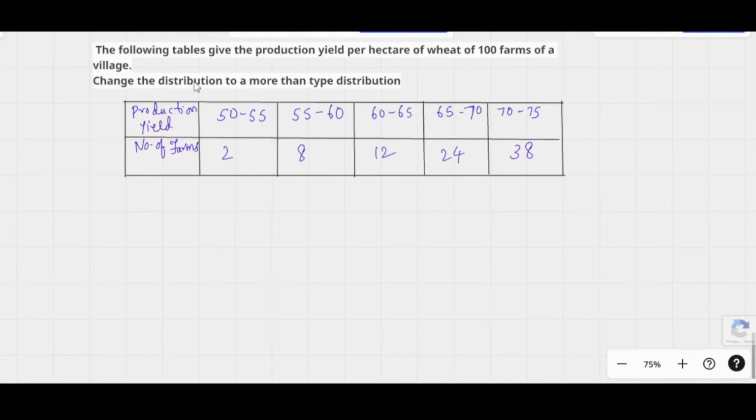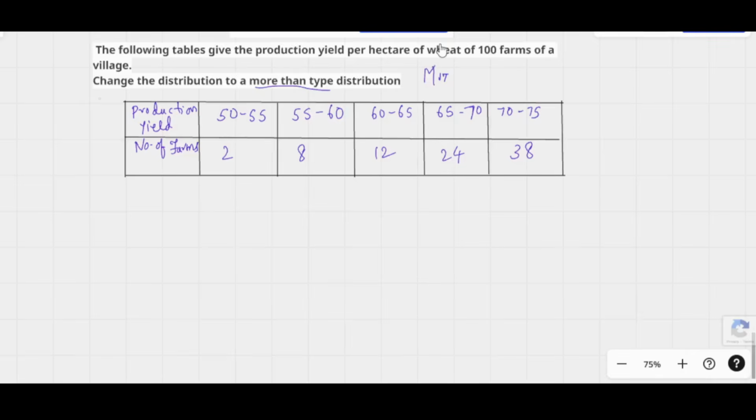Let us see another type of question. This question might be asked for 2 marks, I think, because this is a different type of question. They are not asking you for any mean, median, or mode, but they are just asking you to change the distribution to more than type. In the previous question we have seen the more than type question, right? Here they have given a direct class interval and the frequencies, and you have to change this to the more than type.